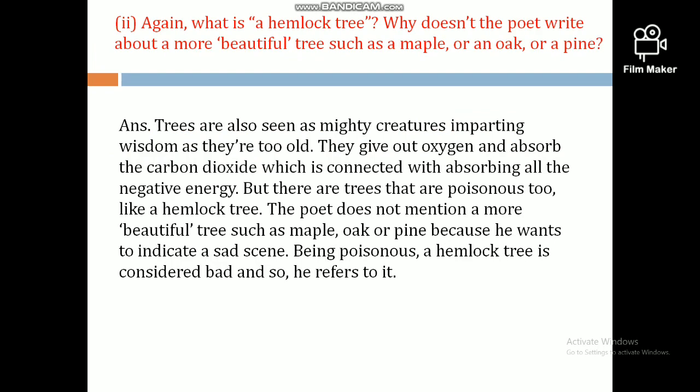Now again, what is a hemlock tree? Why doesn't the poet write about a more beautiful tree such as maple or an oak or a pine? So trees are often seen as mighty creatures imparting wisdom. As they are old, they give out oxygen and absorb carbon dioxide, which is connected with absorbing all the negative energy. But there are trees that are poisonous, like the hemlock tree. The poet does not mention more beautiful trees such as maple, oak, pine because he wants to indicate a bad scene. Being poisonous, the hemlock tree is considered bad, so he refers to it, since he wanted to show that this tree is inauspicious. Okay, so here also, children, you can use some of the lines or you can add your own. These answers are only to help you write the answers.